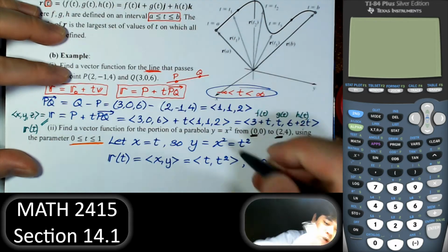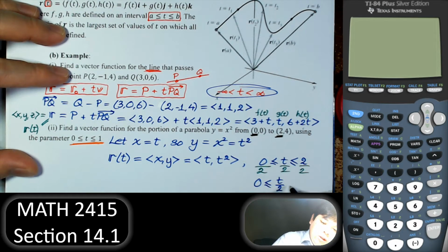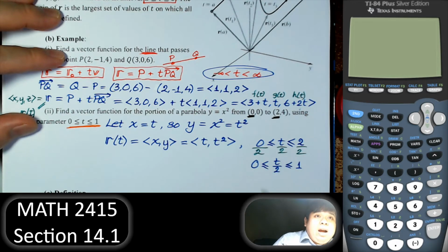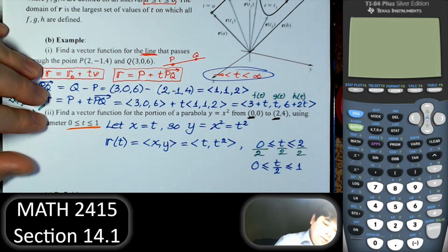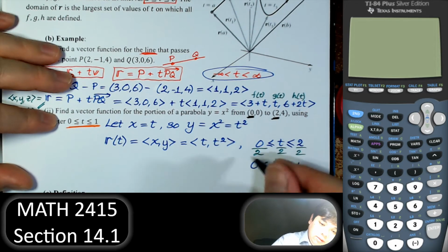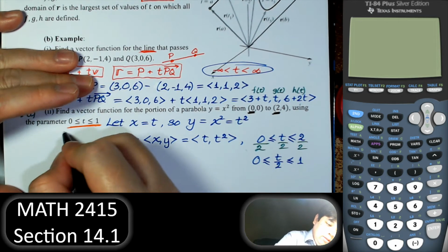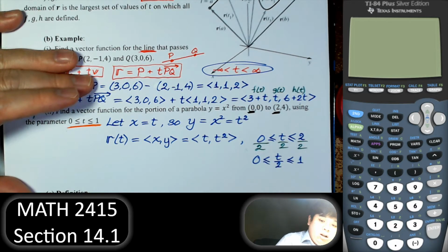So in that case, I will have 0 to t over 2. Right. Now, if I replace this by s, for example, then s is between 0 and 1, right?